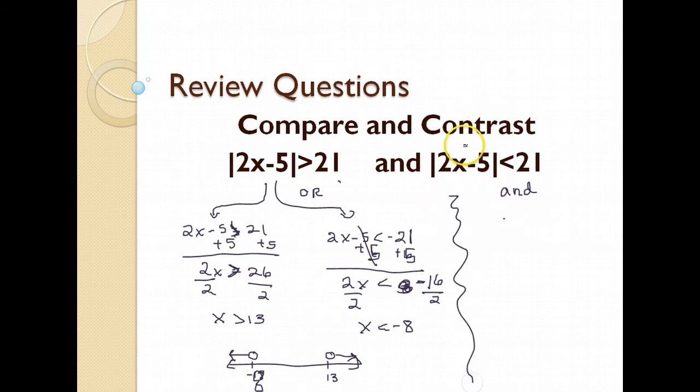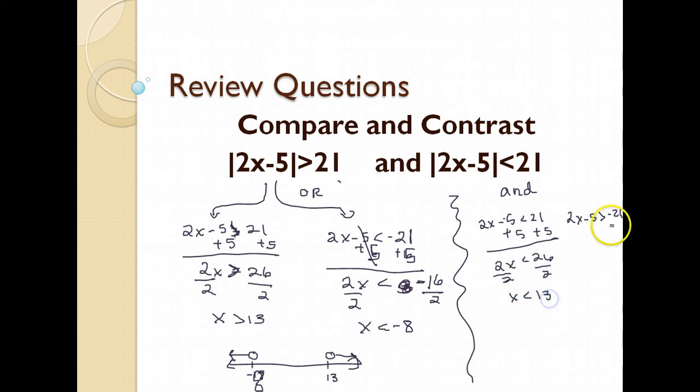As opposed to this guy, I'm going to do this really quick. Split it. 2x minus 5 is less than 21. 2x minus 5 is greater than negative 21. Add 5 to both sides. 2x is less than 26. Divide both sides by 2. X is less than 13. Plus 5, plus 5. 2x is greater than negative 16.